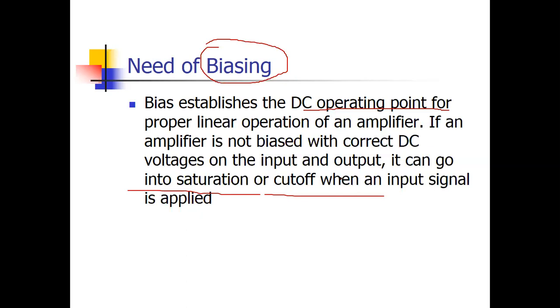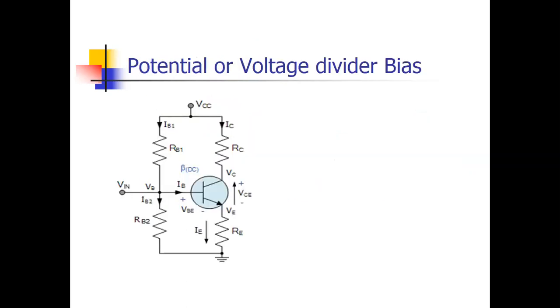Okay, so there are different types of biasing. In the previous lecture, we learned the BJT fixed bias. Now the next is BJT potential or voltage divider bias. So this is the circuit for BJT biasing. Now in this circuit, why is it called voltage divider bias? First of all, we should understand that here we are using the voltage divider rule. That's why it is known as voltage divider bias.